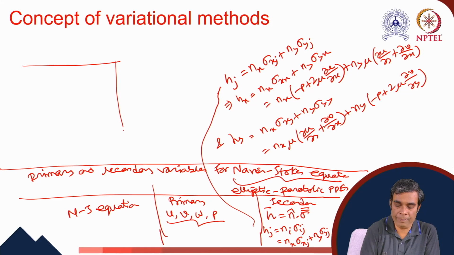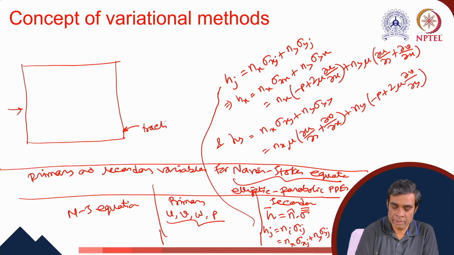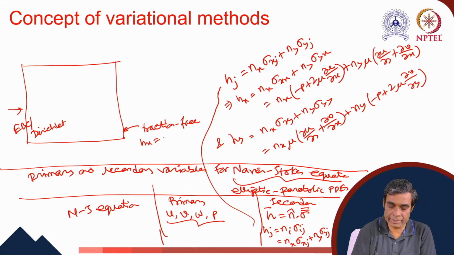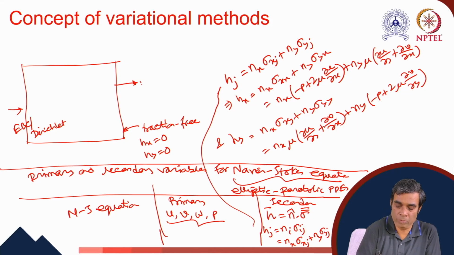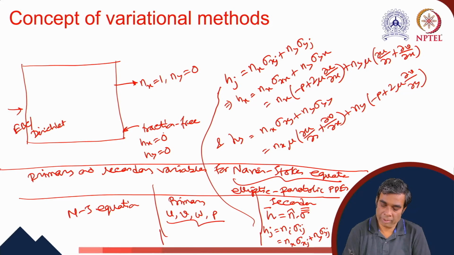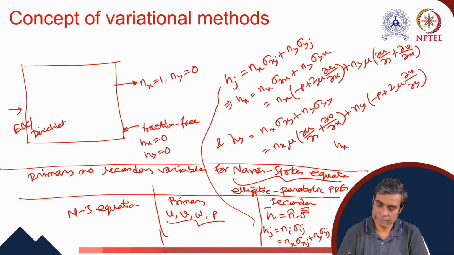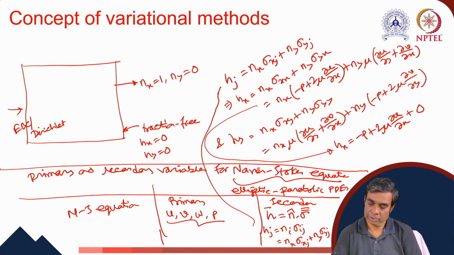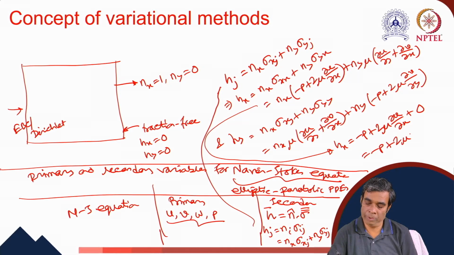Now, if we consider a fluid flow problem, surface traction is defined here. This is the exit boundary, and this is the direction of fluid flow. Then we use the traction-free boundary condition, instead of giving the essential or Dirichlet boundary condition. By traction free, we indicate that Hx equals 0 and Hy equals 0. Along this surface, we have Nx equals 1 and Ny equals 0. So Hx will be, with Nx equals 1, minus P plus 2 mu del u del x, and since Ny is 0, the other term gives 0. So Hx equals minus P plus 2 mu del u del x.